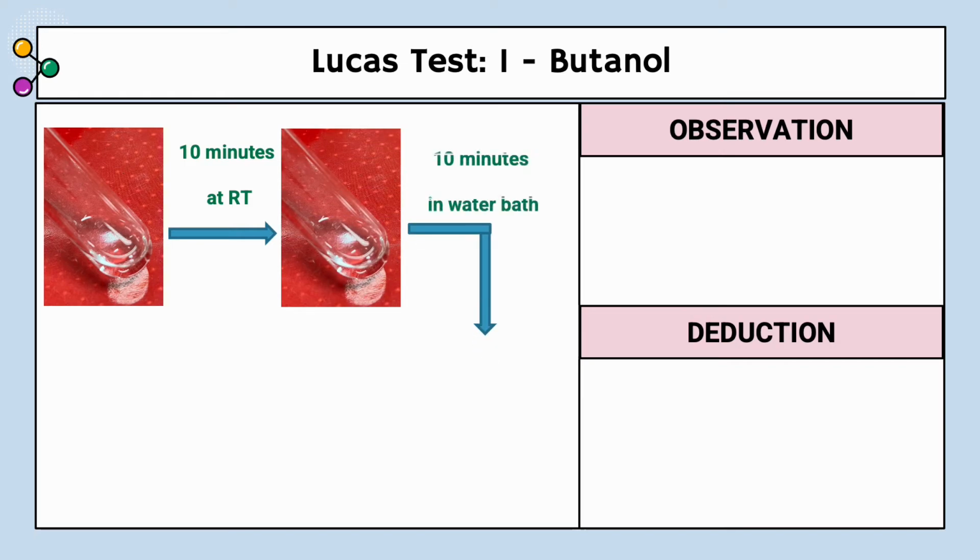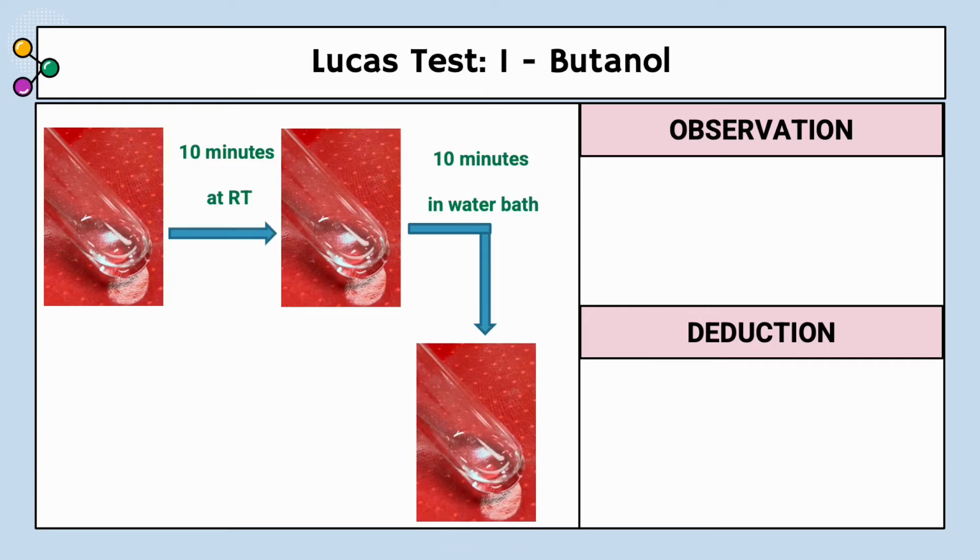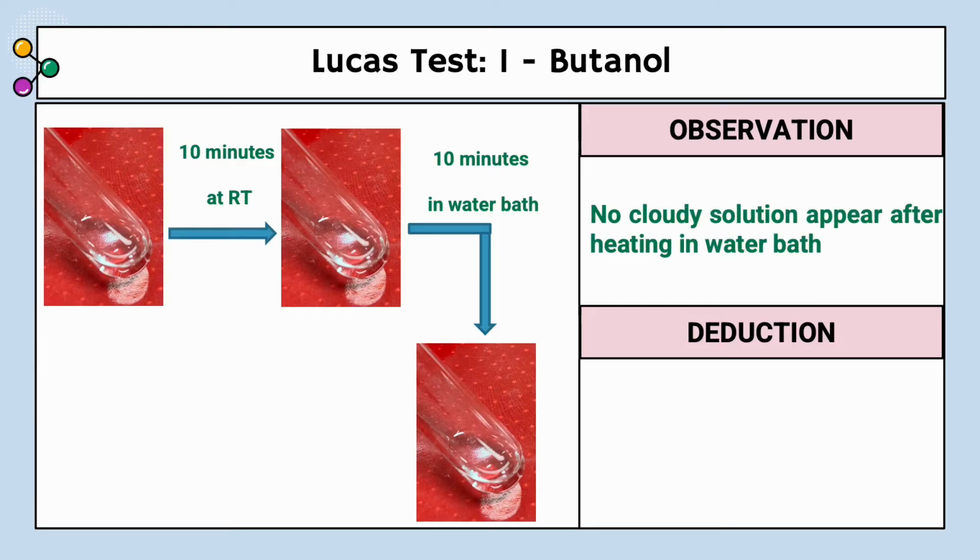So kita akan put in the water bath. The temperature of water bath for this experiment is 80 degrees Celsius. So awak biar selama 10 minutes. So kalau untuk 1-butanol kita akan nampak still, even after heating pun there is no cloudy solution appear. So your observation is no cloudy solution appear even after heating in a water bath.